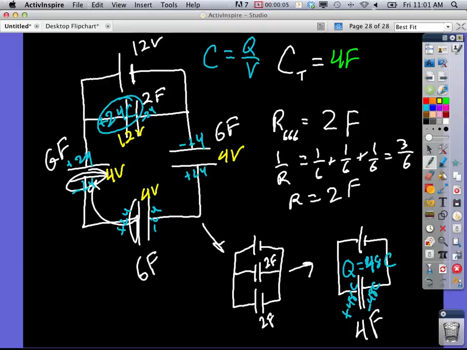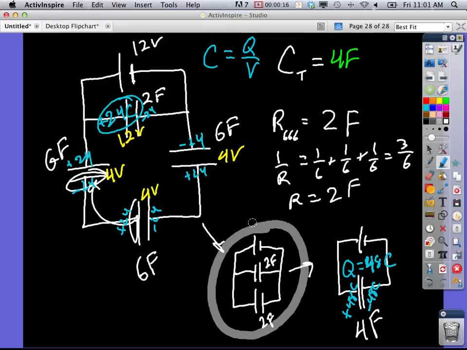First, we added these in series. And because it's a capacitor, we added the inverse to get 2 farads, and we drew our condensation here. Then we added these two, where they're in parallel, so we just add them. So we got the 4 farad capacitor here.